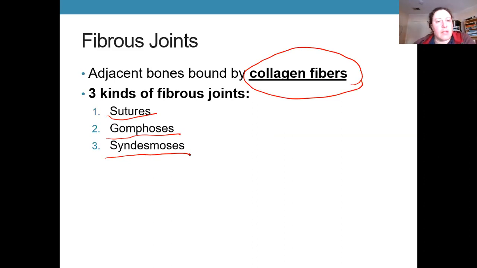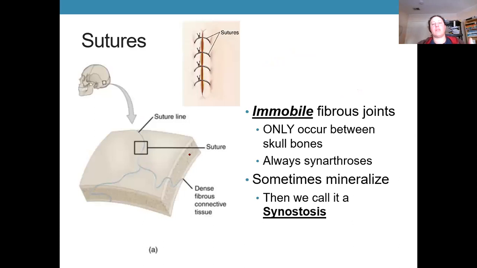So let's take a look at sutures. Sutures are specifically the joints between the bones of the skull. They are bound by very short collagen fibers. And if you look at a skull, the other thing you often see is that the bone edges are interlocking, because these are not mobile joints. So a suture is an example of a synarthrosis. So it has both a structural and functional classification.